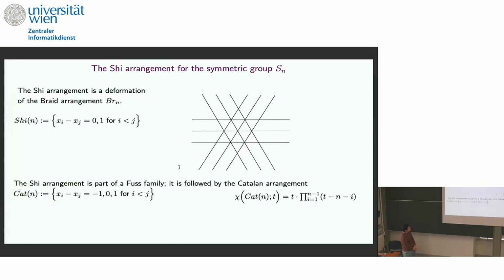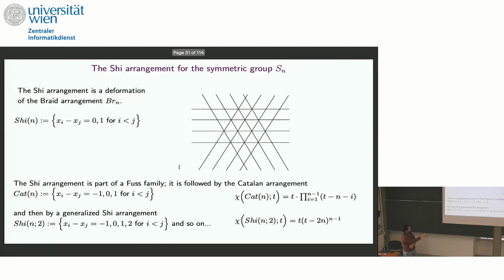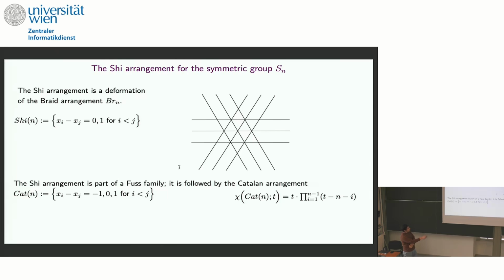It turns out that there is another direction of generalization. We placed all of the copies of the hyperplanes to the right, xi minus xj is equal to 1. I can also place them to the left with xi minus xj is equal to minus 1. Now, this is also a very symmetric arrangement. This is also a sub-arrangement of the affine Weyl arrangement for the symmetric group. And this also has a characteristic polynomial that factors.